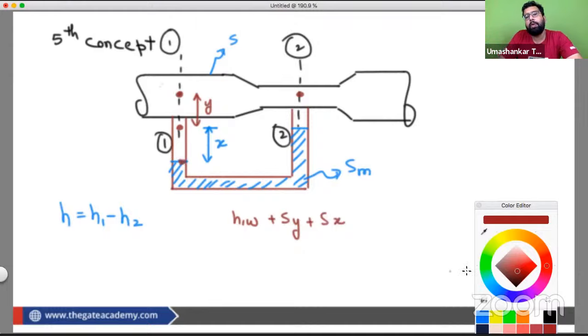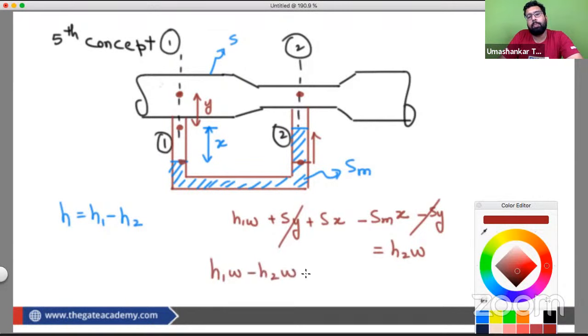Now in the same fluid, from this point to this point, we need not write anything. Now we are moving up by the distance x. So when we move up, we subtract, then we again move up by y, and we reach these 2 points, h2w. So this Sy is getting cancelled out. So this h1w minus h2w is equal to x into Sm minus S. Can we do it like this or not?